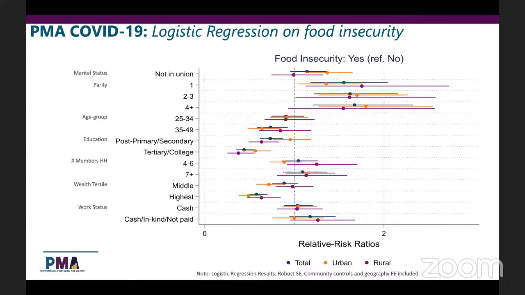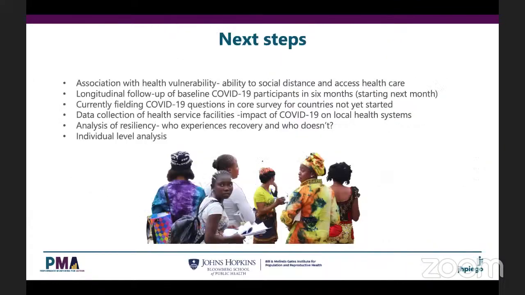So I'm going to stop there because I've already used up more than my time, but just to say much more to come, much more to say about this. We're going more into the relationships between these economic vulnerabilities and health vulnerabilities, so ability to social distance and access healthcare. And like I said before, we're really looking forward to this next round of data to start being able to look at who's resilient and who bounces back and who doesn't.